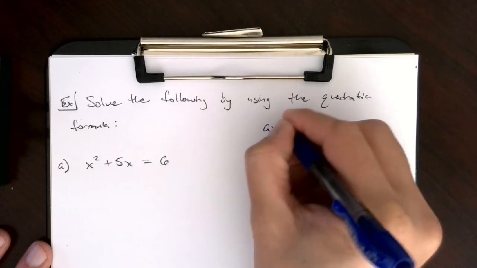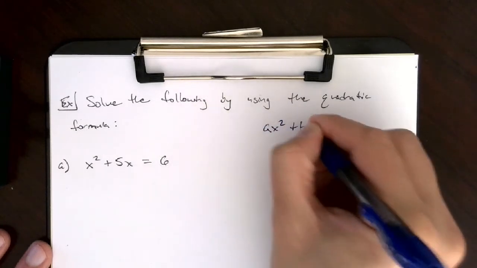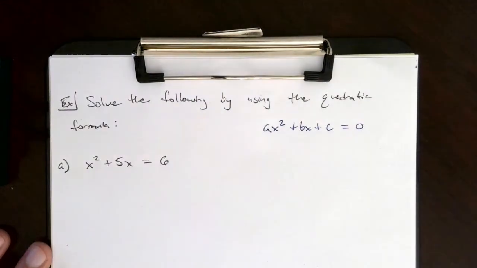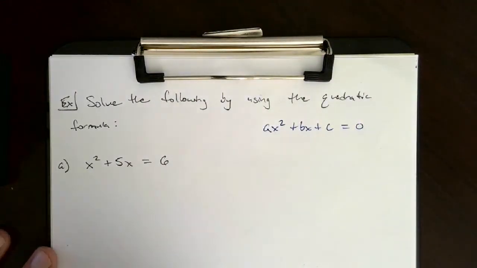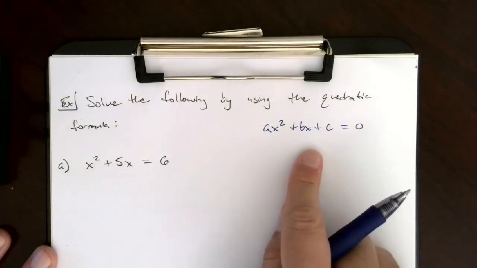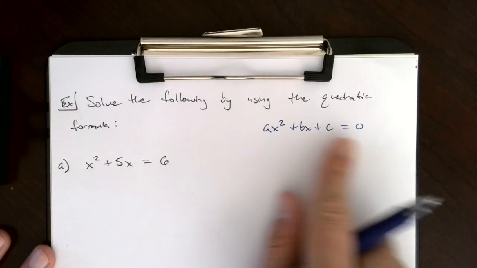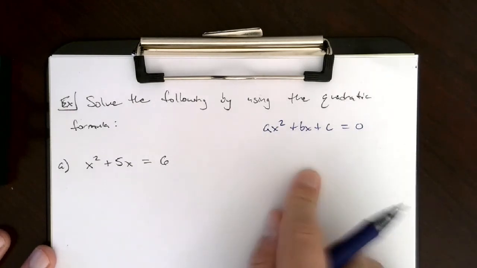To solve equations of the form ax squared plus bx plus c equals 0, where a, b, and c are constants, x is a variable. And then it's a way of solving for x for this type of equation in standard form. So you have to have the ax squared plus bx plus c equal to 0, one side equal to 0, before you can use it.